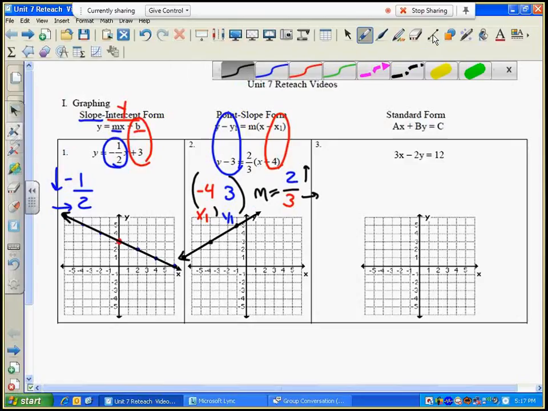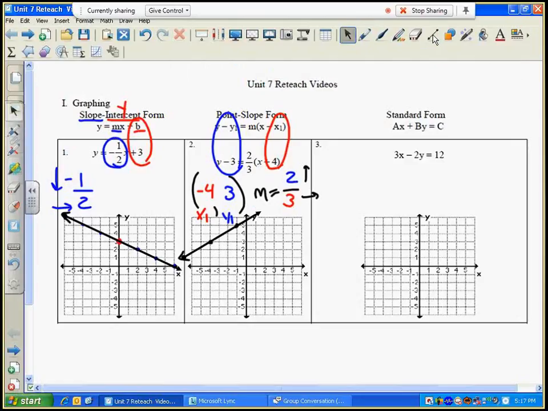Okay, last, standard form. All right, standard form, we got several different options here. Let's just talk about 2. The most popular here are either intercepts or solving for y. And I'll show you both, and then you can decide which one you prefer.